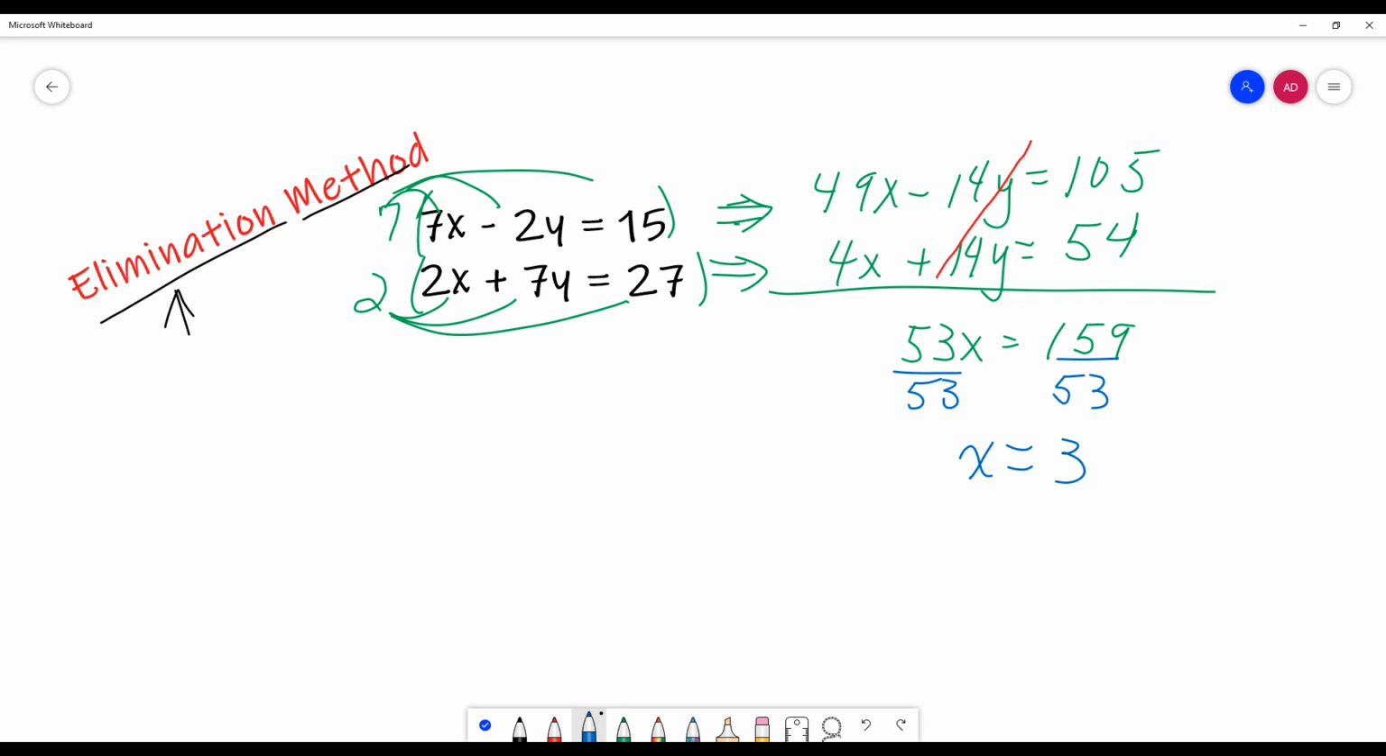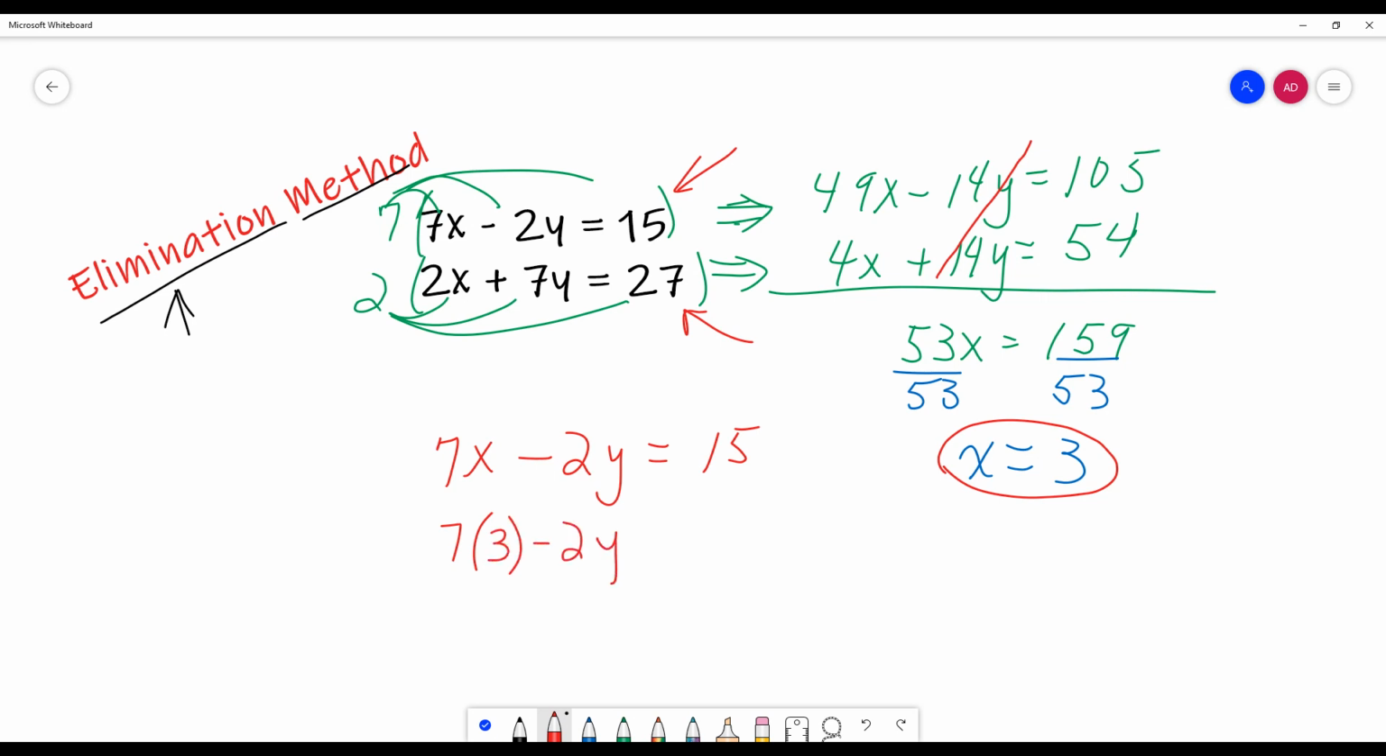But you are not done yet. You have got to take that 3, plug it back into one of these equations, and solve for y. So since there's really no best one, I'll go ahead and plug it into the first one. And I'm going to just do a little work. So my 3 goes in for the x.